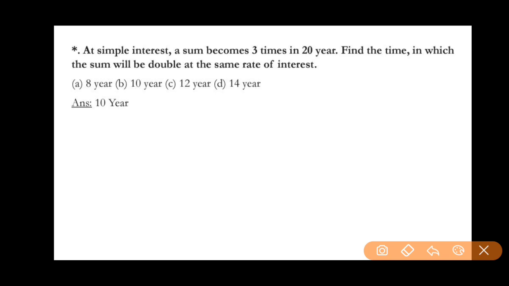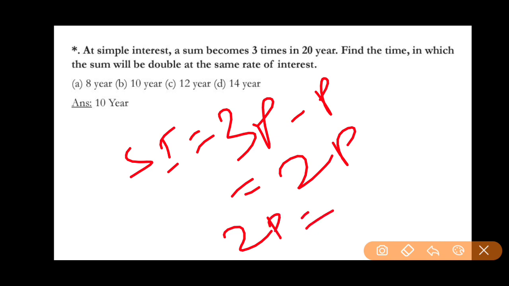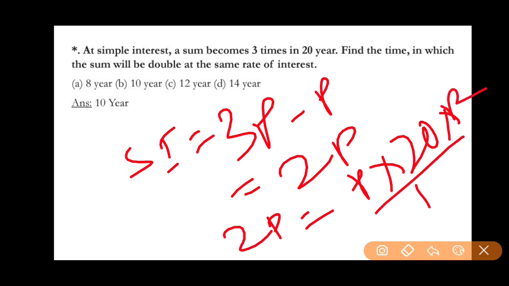So first of all, let me tell you, as per the given data, we need to calculate. Whatever simple interest it already took for the 20 years, that would be 3 fold, or 3 times the principal. 3p minus initial, that would be 3p minus p, so the value is 2p. So 2p equal to, put in the formula, principal into time, given as 20, into rate of interest r by 100.